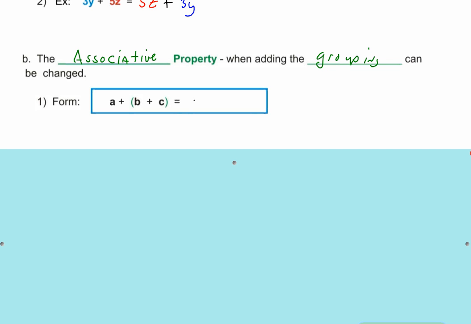Now, we're not changing the order, so it's still going to be A plus B plus C, right? The order's not going to change. That's commutative. But the grouping is. So now we're going to put the parentheses between the A and the B. All right?